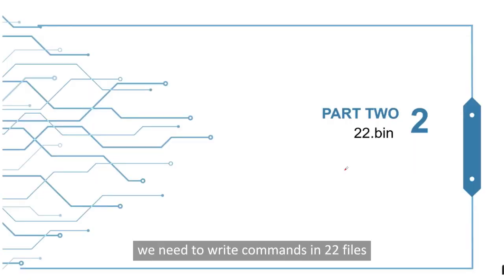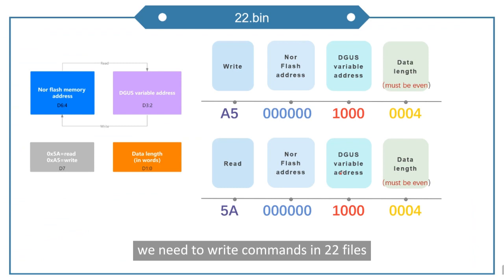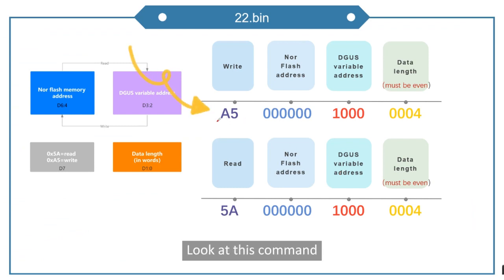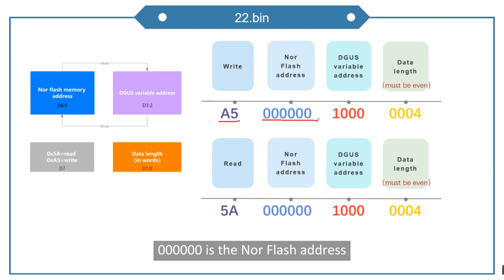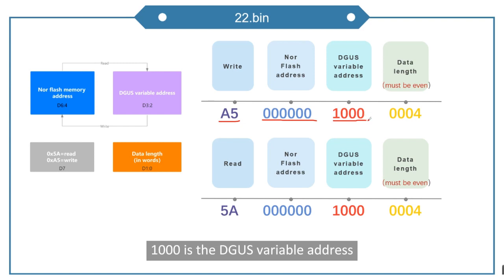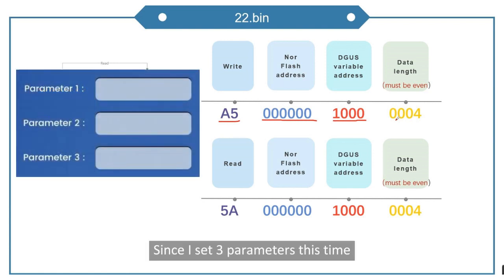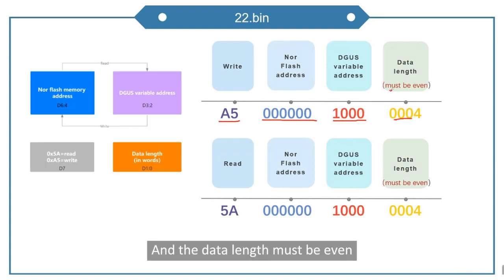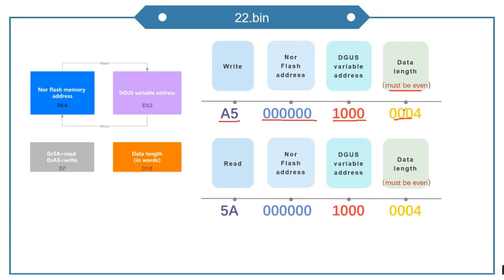In the second part, we need to write commands in 22 files. Look at this command. It's about writing data to flash. A5 indicates write. 000000 is the NOR flash address. 1000 is the DWIN variable address. This is the data length in word. Since I set 3 parameters this time, it is 3 words length. And the data length must be even. So set it to 0004.